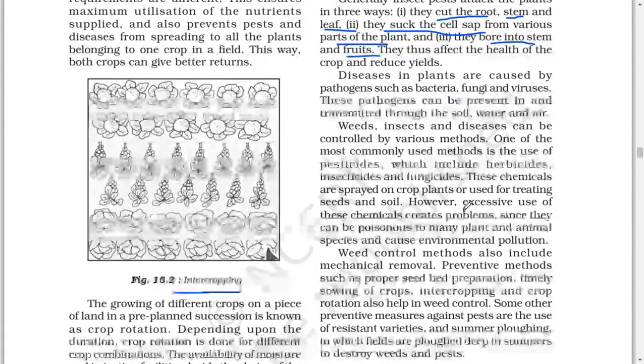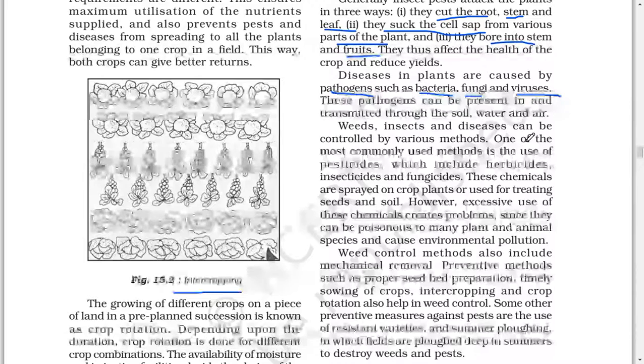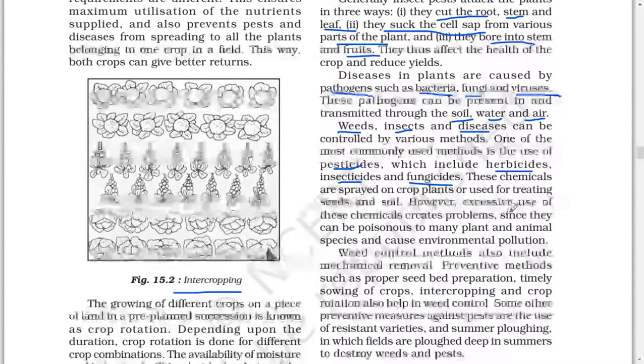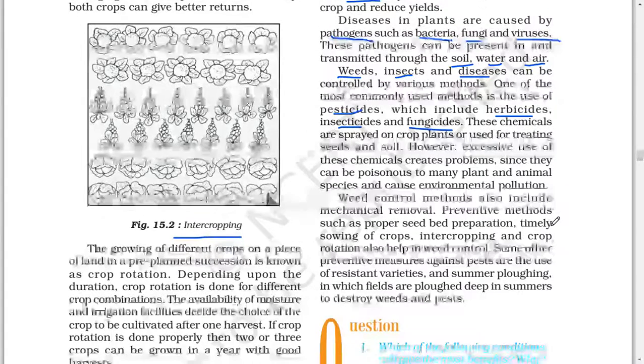Diseases in plants are caused by pathogens such as bacteria, fungi, and viruses. These pathogens can be present in and transmitted through the soil, water, and air. Weeds, insects, and diseases can be controlled by various methods. One of the most commonly used methods is the use of pesticides, which include herbicides, insecticides, and fungicides. These chemicals are sprayed on crop plants or used for treating seeds and soil. However, excessive use of these chemicals creates problems since they can be poisonous to many plant and animal species and can cause environmental pollution.